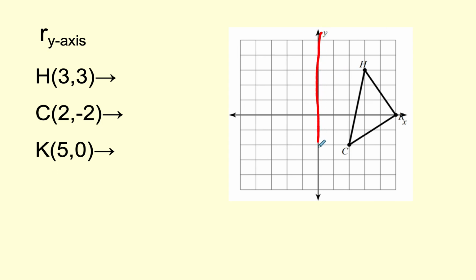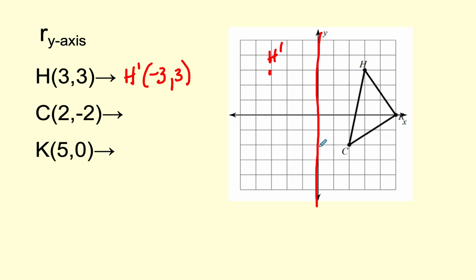Let's talk about reflection with respect to the y-axis. So here's the y-axis. We're going to take H and we're going to go 3 units and then 3 units to the other side, H prime. So H prime is going to be -3, 3. Notice that the x changed but the y didn't.